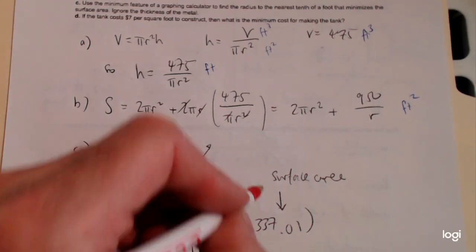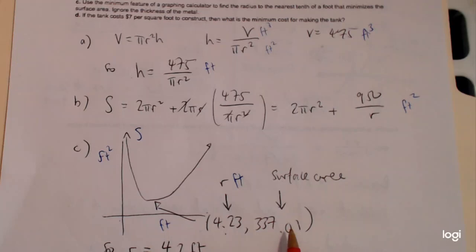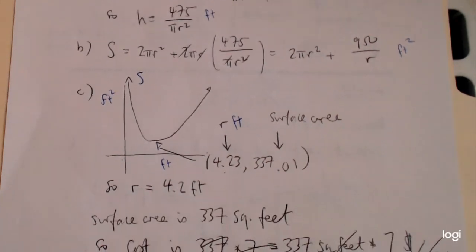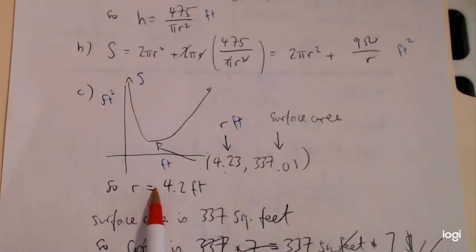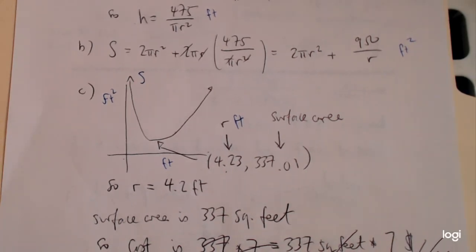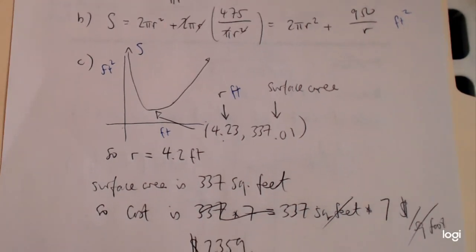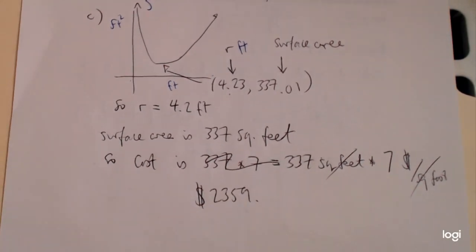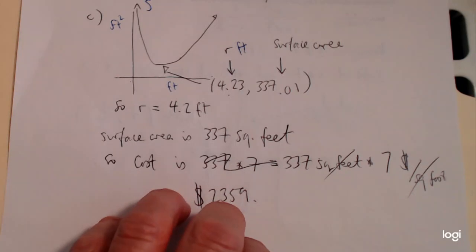So this gives me my radius, which is in feet. This gives me my s value, which is surface area. So the best radius I need is 4.2 feet. And then my surface area is 337 square feet, and it's $7 per square foot. So this is 337 square feet times $7 per square foot. Square feet cancel, and I'm left with dollars. And that is that for 4.2, 4.3. So you should have a good idea now of how to go about doing the homework.